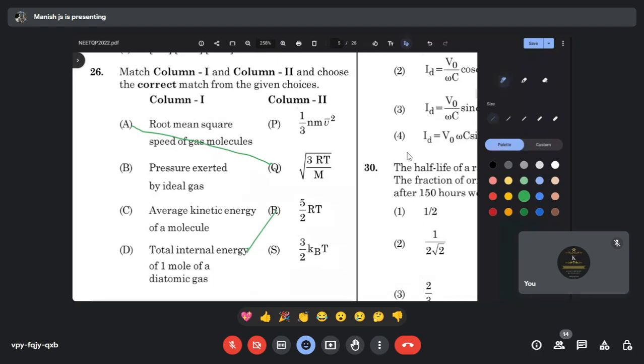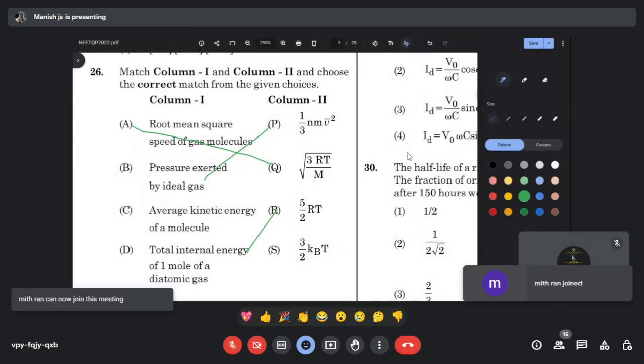Pressure exerted by ideal gas. It is P. So half Nm V square, I mean 1 by 3 Nm V square, not half. 1 by 3 Nm V square. So the left out is obviously average kinetic energy, which is 3 by 2 kB into T. So 3 by 2 Boltzmann's constant times thermodynamic temperature.